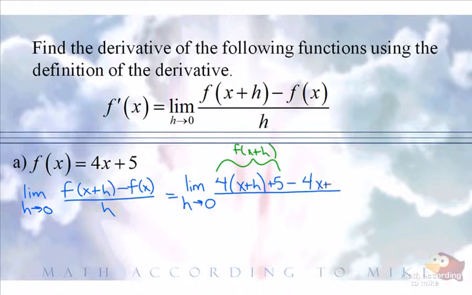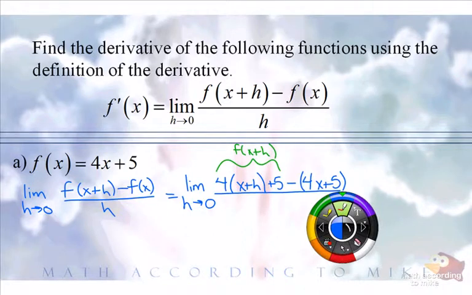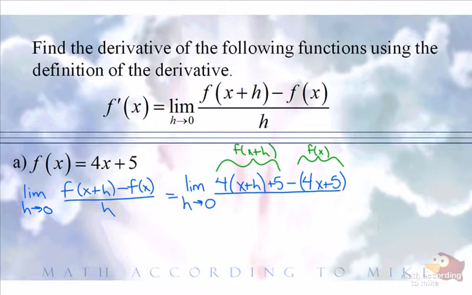Since 4x plus 5 is more than one term, what do I need to put around it? Parentheses. So unlike the previous one where there are numbers, we can't just evaluate this. We actually have to keep it as the expression 4x plus 5, all over h. Now what do we do?